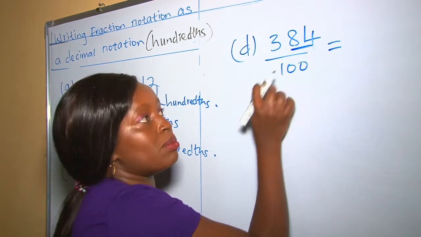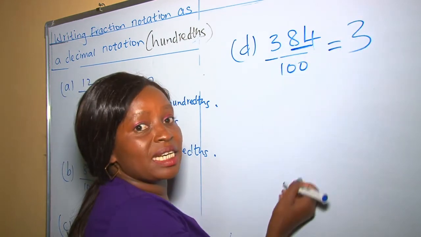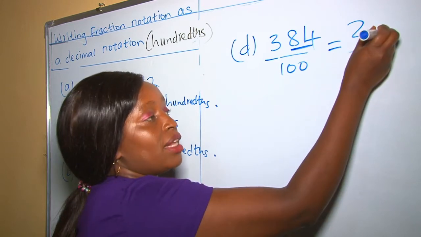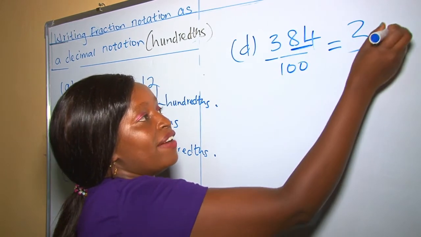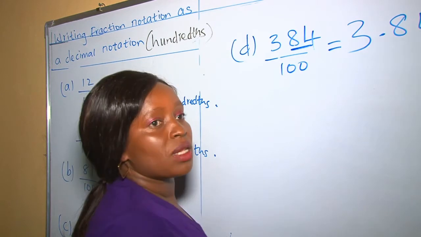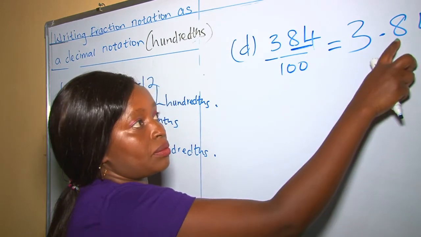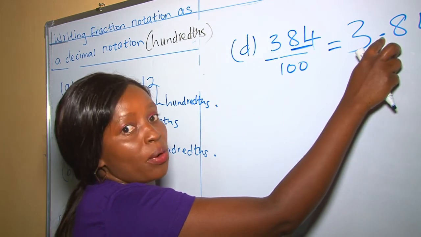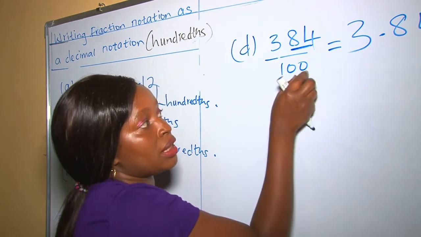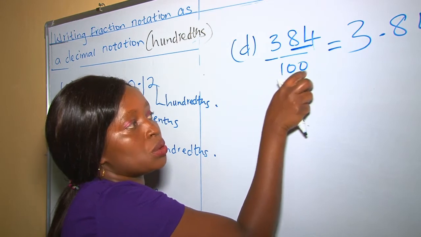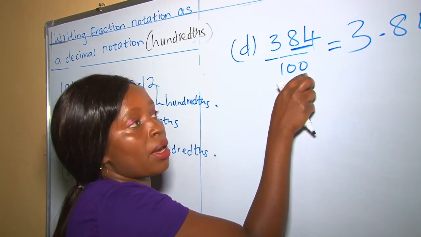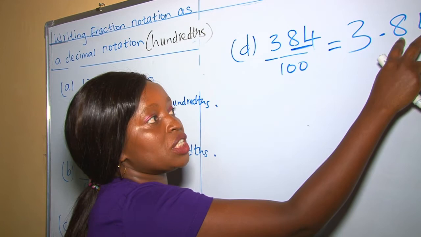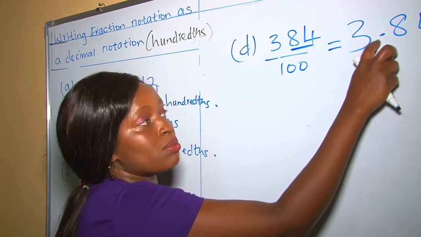Therefore, as a decimal, this 3 takes up the ones position, and then our point there, and then this is 8, 4. And as you can see, 8 and 4 are 2 digits after the decimal point, simply because our denominator had 2 zeros. So these 2 zeros make us have 2 digits here after the decimal point.